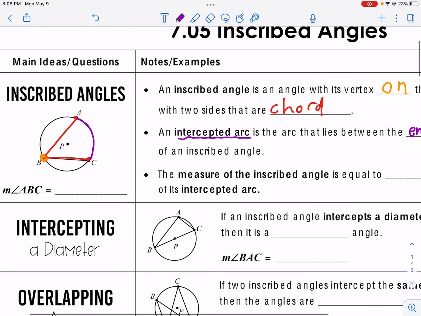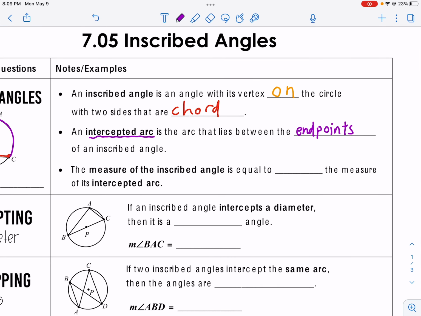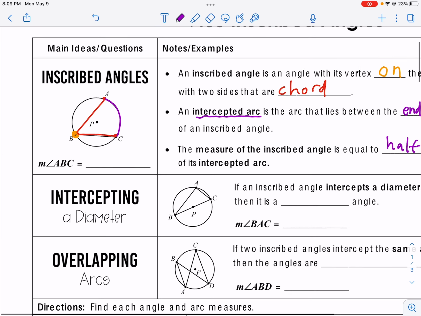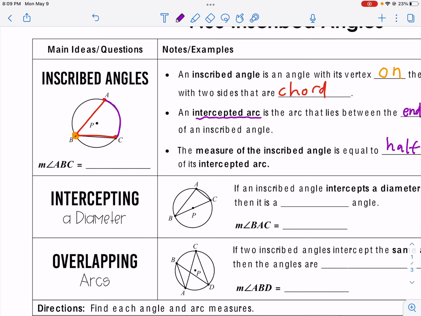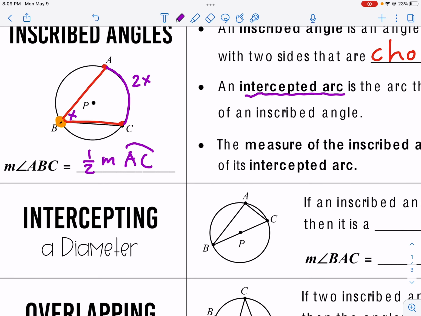The measure of the inscribed angle is equal to half of the measure of the intercepted arc. That means that whatever this is, angle ABC is half of this. So angle ABC in red is half of the angle measure of arc AC. So if this is 2x, this will only be worth x. Right? Half of the intercepted arc.